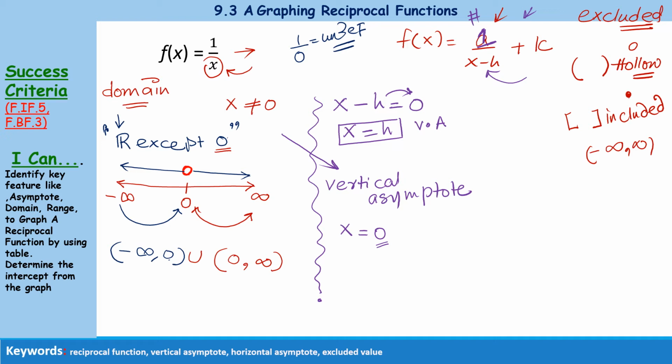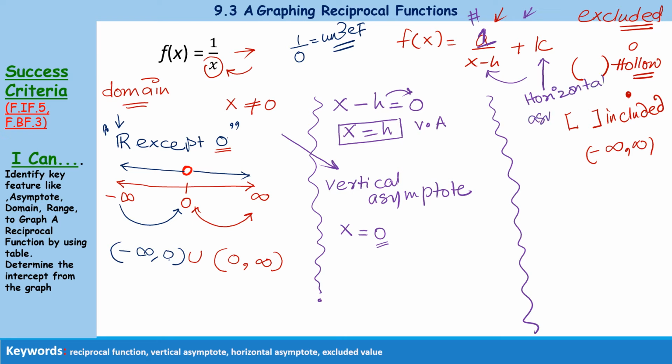It means the function from the vertical side is coming closer and closer to the 0, but it will never ever touch the 0, or it will never hit the 0 point. Now, in order to determine the horizontal asymptote, only focus on the k value. So this k value actually represents your horizontal asymptote.